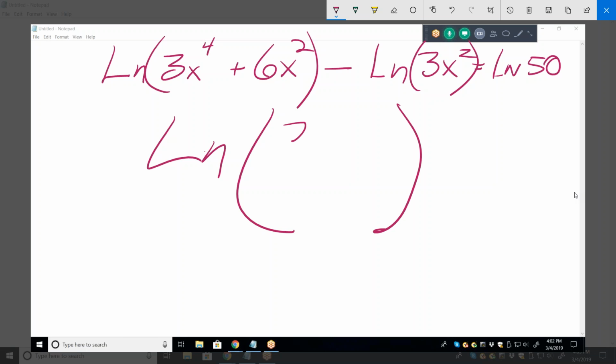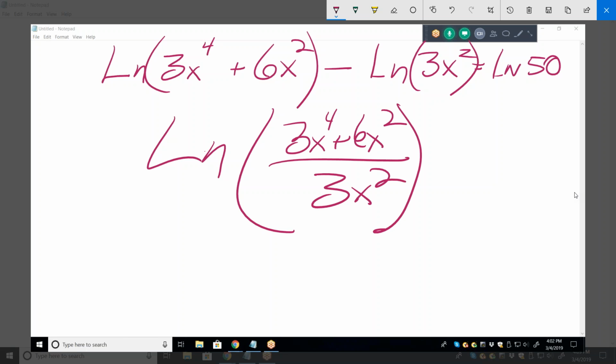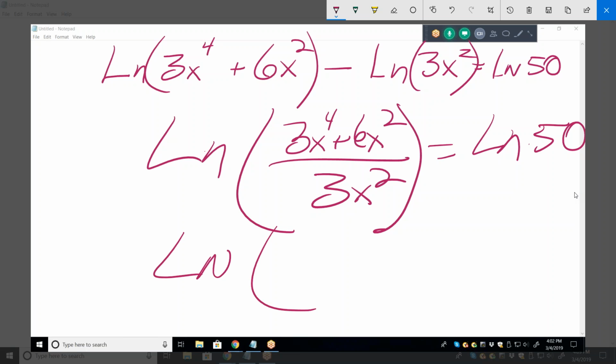3x to the 4th plus 6x squared, divided by 3x squared, equals natural log of 50. Okay, and you can go ahead and do this. What do you get when you simplify that argument? Natural log of... well, wait, you can't set them equal to each other? Well, you can, but you can simplify this first argument fairly easily.